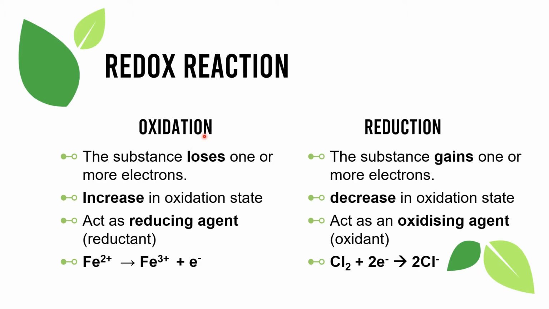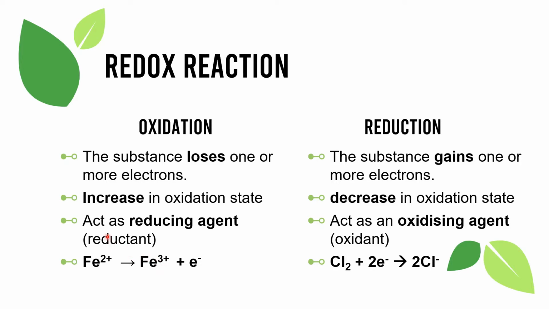In an oxidation reaction, the substance loses one or more electrons, and there will be an increase in oxidation state. For example, Fe2+ loses its electron to become Fe3+. We can see that the oxidation number has increased from +2 to +3. When this happens, it means this reaction is an oxidation reaction.